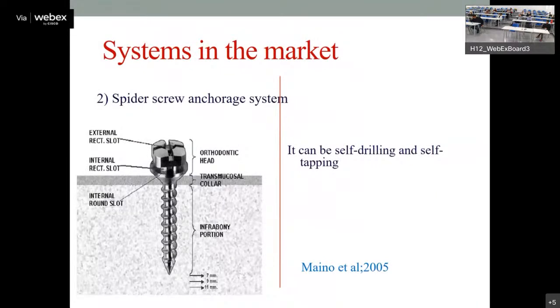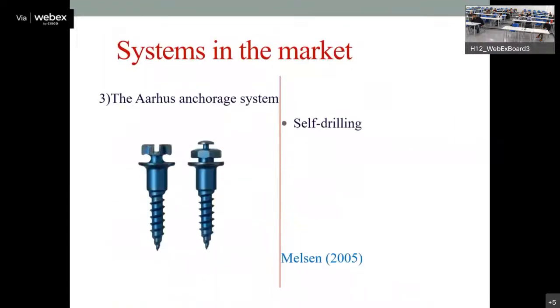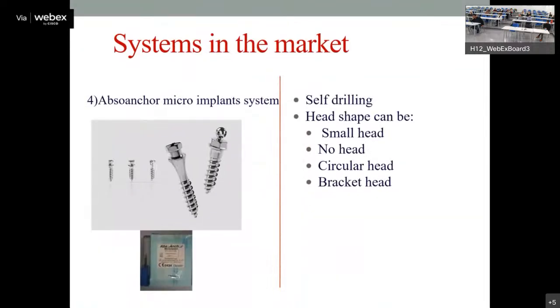Spider Screw Anchorage system, it can be either self-tapping or self-drilling. Again, it comes with a variety of dimensions, and the head comes with a variety of shapes. The Aarhus Anchorage system, which was developed by Melsen in 2005, is self-drilling. The Absoanchor micro-implant system is a self-drilling screw, and the head shape can be small head, no head, circular head, or bracket head.